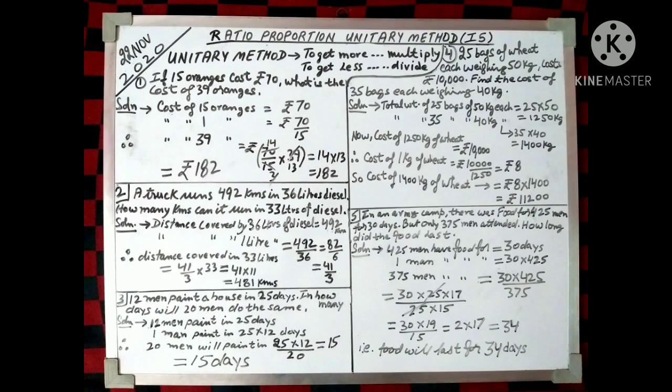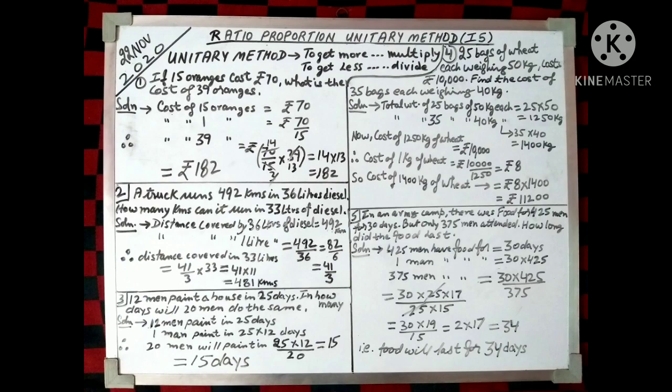So what is the unitary method actually? It is a simple method to solve word problems in statement form. When you see these examples, you will understand what I am saying. The most important thing to remember here is: to get more, we multiply, and to get less, we divide. Okay, so let's move on to the examples and try to understand what the method is.